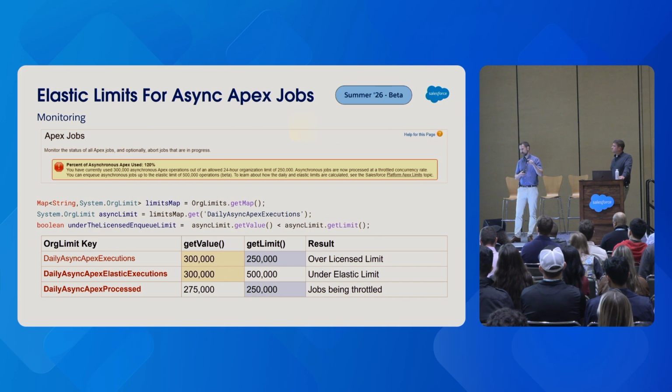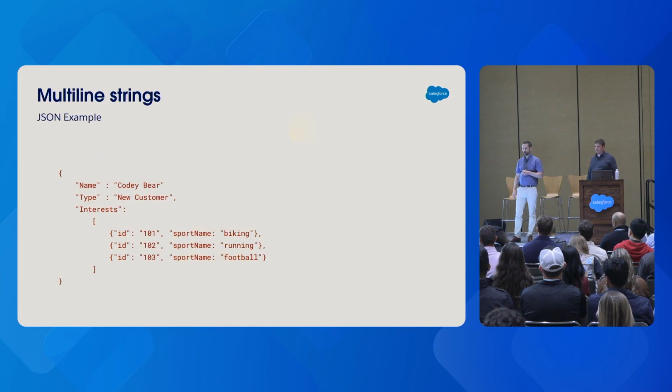These two new keys will only be available in that API if you opted into the feature. So you have to enable that feature, opt into the elastic limits, then these two new keys are going to be available in that API. And with that, I'm going to hand it back to Daniel to talk about multi-line strings.